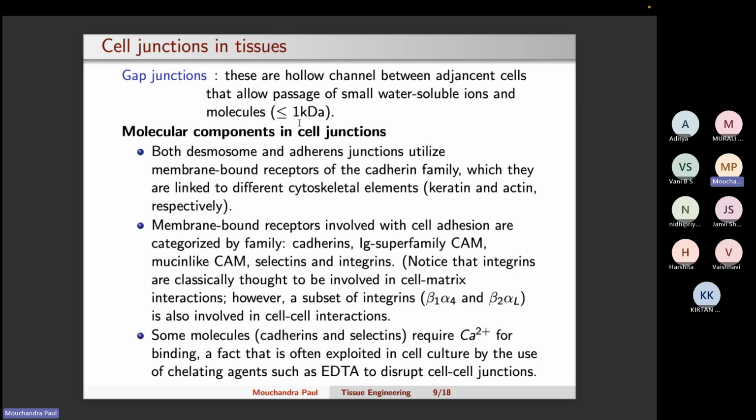So these are four types of cell junctions. Three of them are for providing mechanical strength to the cells and the tissue, and the gap junction is for the passage of molecules of very small size, less than or equal to 1 kilodalton. So, any queries so far?